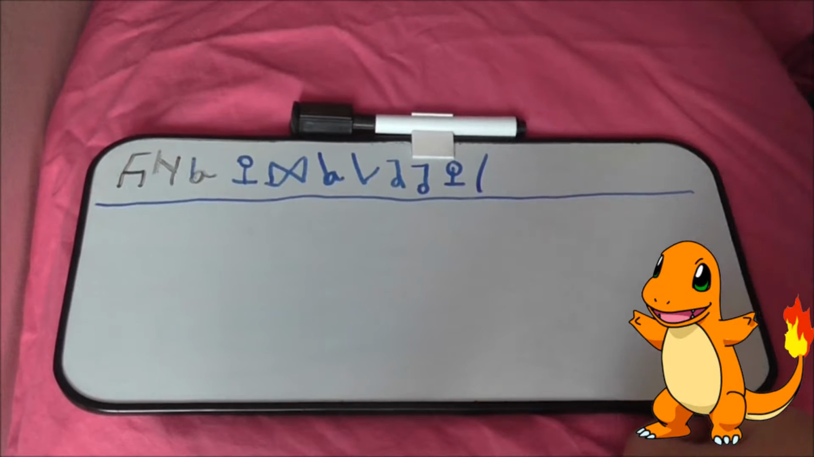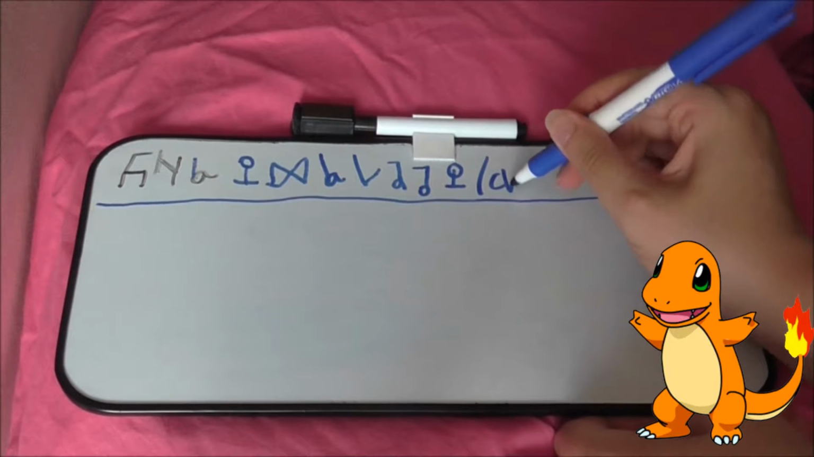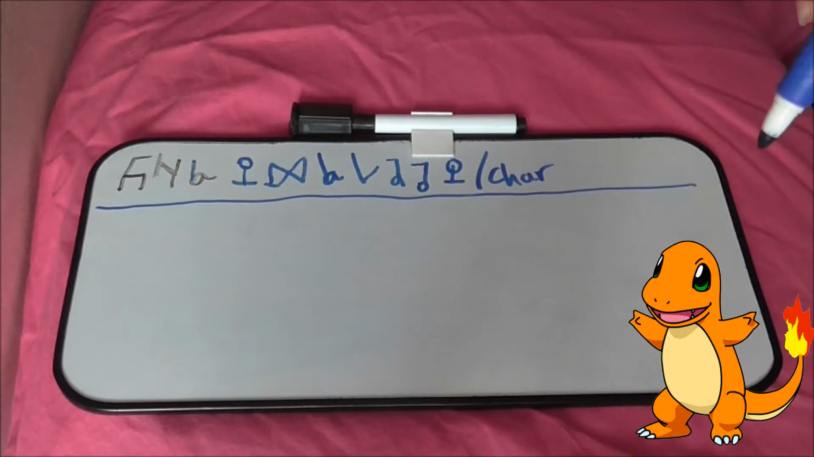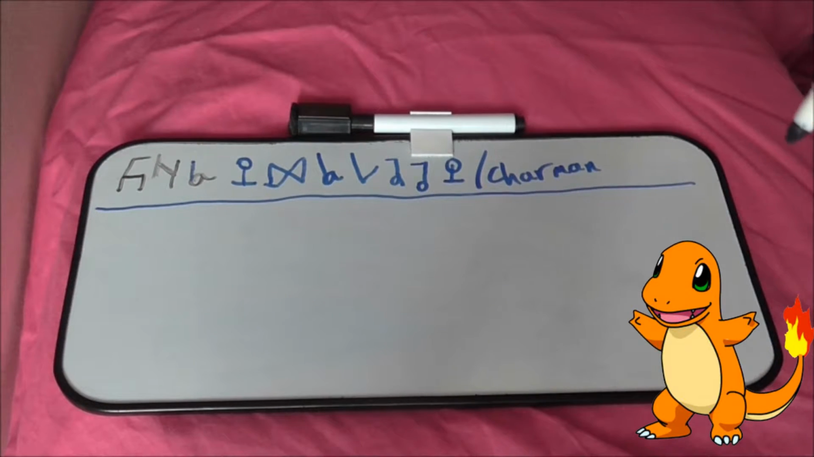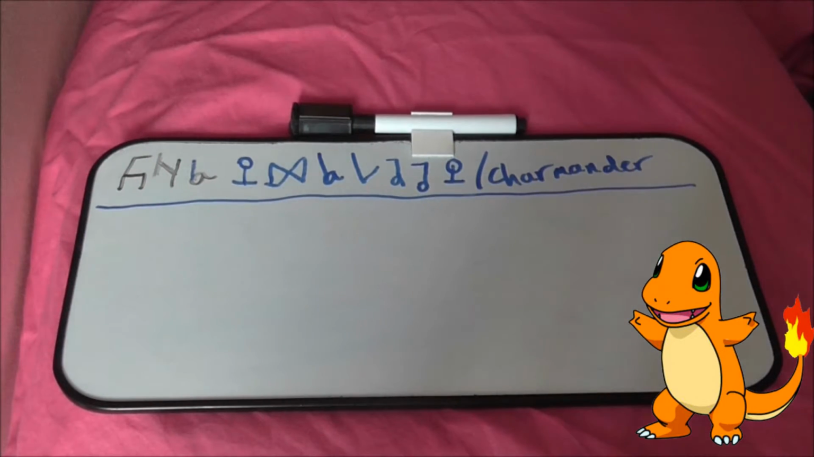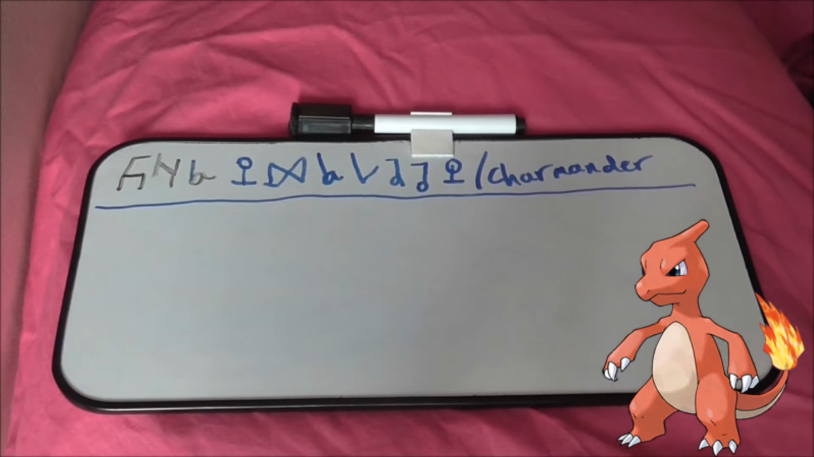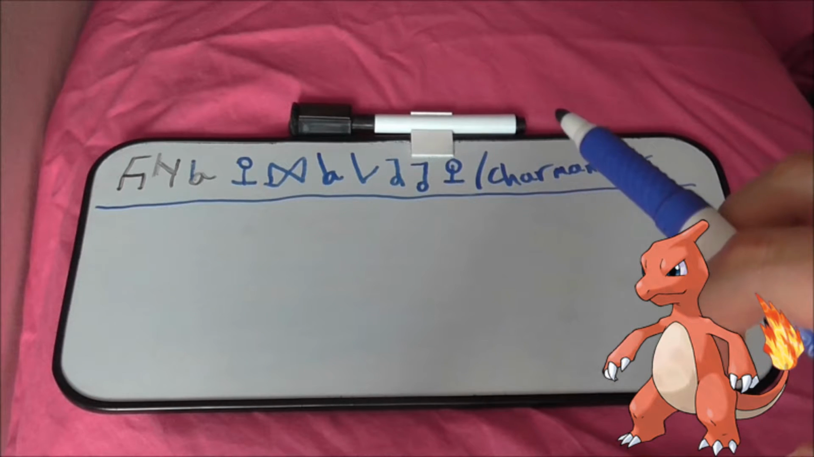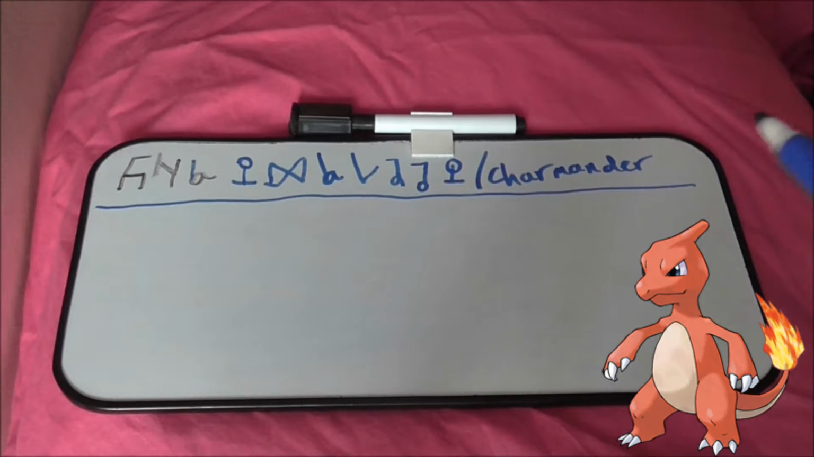Let me just write up the name Romanized. Charmander. Charmander. So the next one is the second evolution, and that is Charmeleon. So the first, actually, 1, 2, 5. First 5 letters are the same.